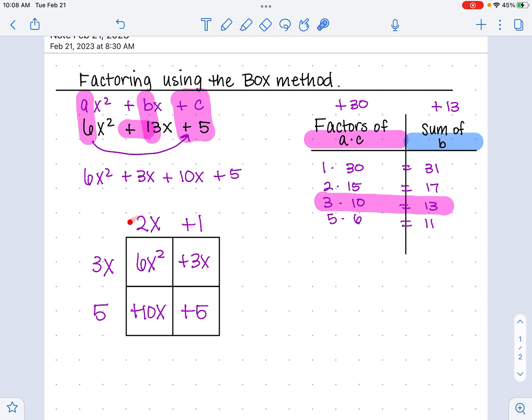Now that we have the outsides, these are actually our factors. So we rewrite them in our parentheses: 3x plus 5 and 2x plus 1.